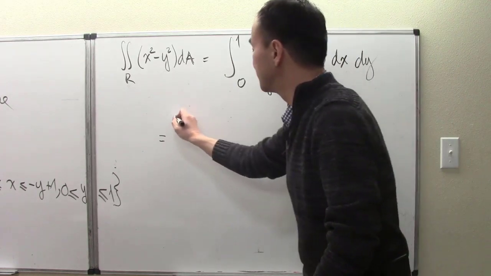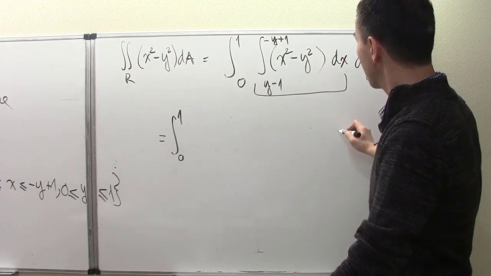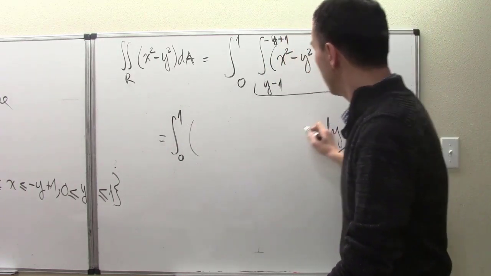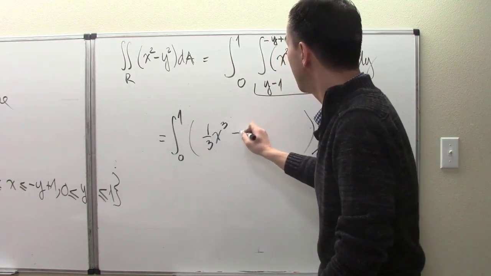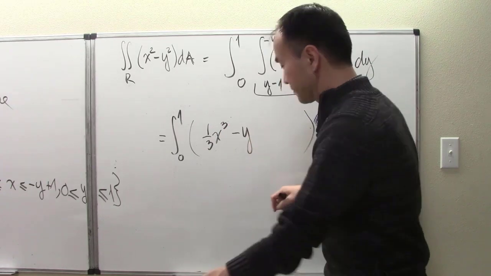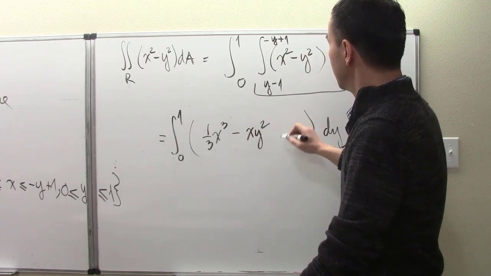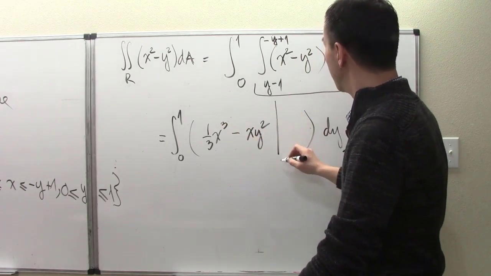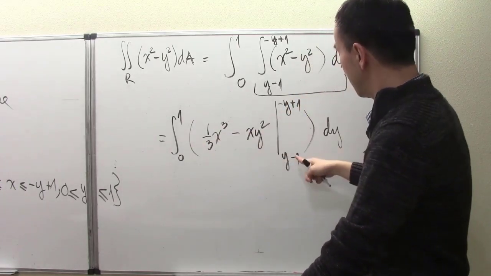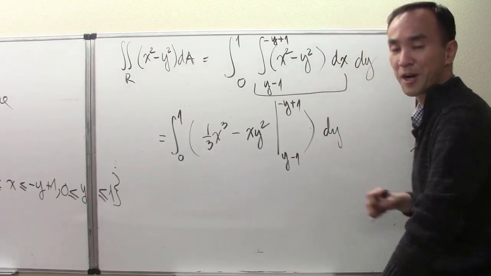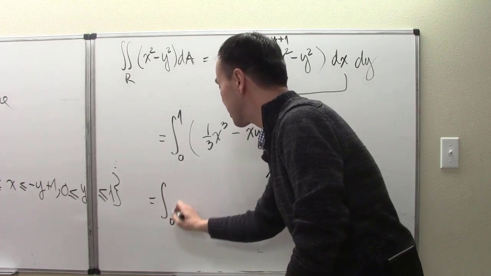We're looking at, I'm going to integrate the inside integral over here. And so that will produce for me 1/3 x cubed minus xy squared, and I'll be evaluating this expression from y minus 1 to minus y plus 1, and then all of that outcome I'm going to integrate later on with respect to y. And so now in the next step, it's an integral from 0 to 1.